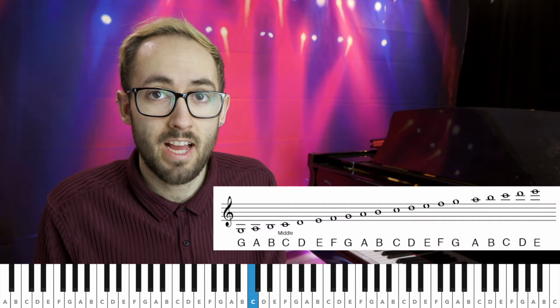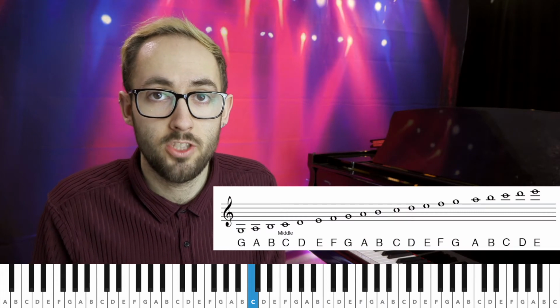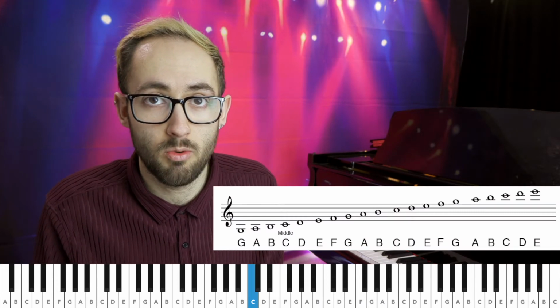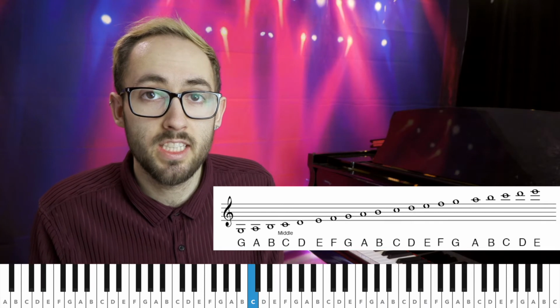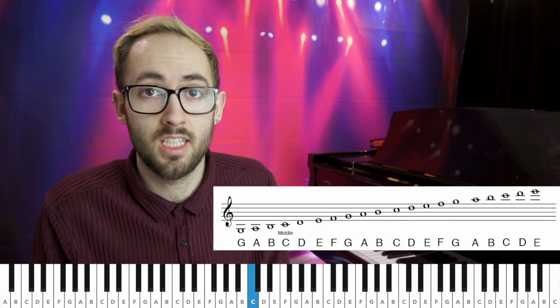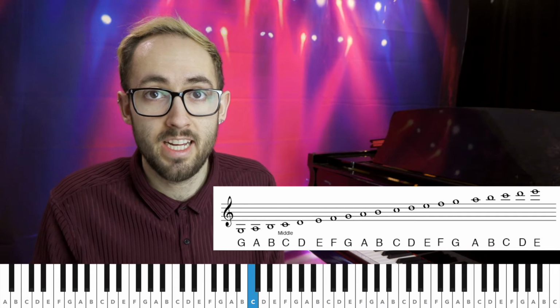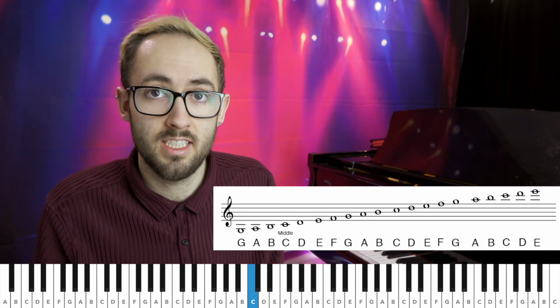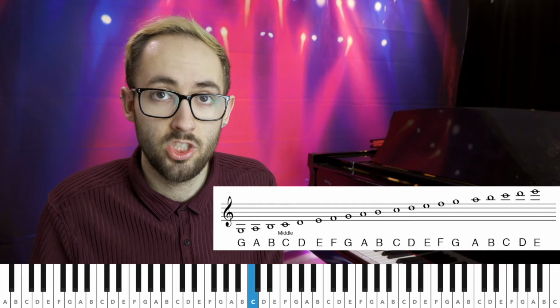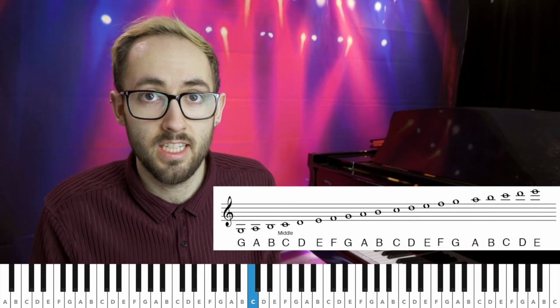Then moving up, we have E on the first line, we have F in the first space, we have G on the second line, and so on. The next key above G is A, because we're starting again with the alphabet, so you can carry on the pattern from there, and that would be A, B, C, D, E, F, G, A, B, C, and so on.